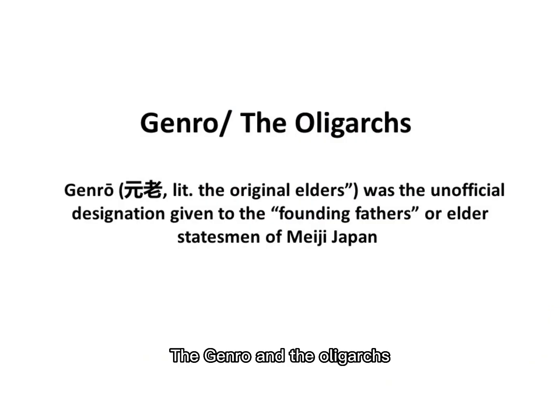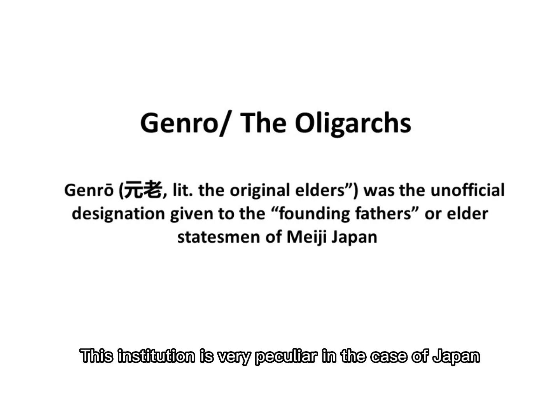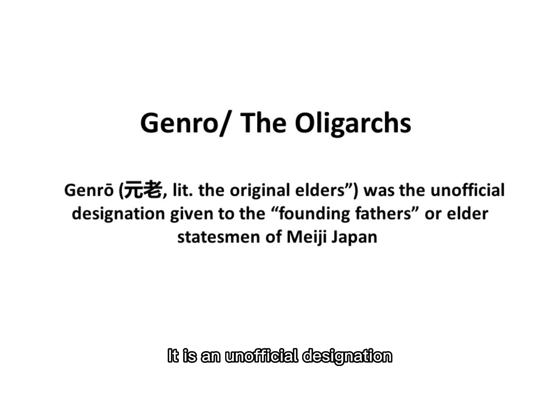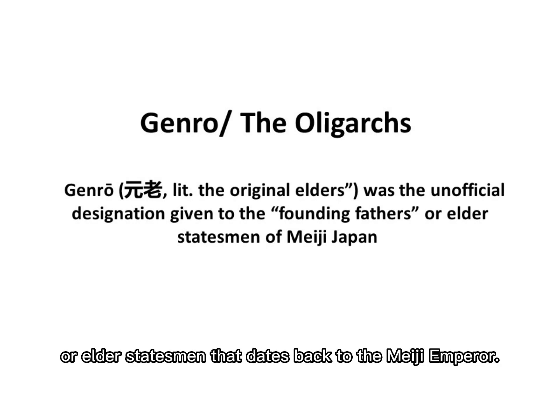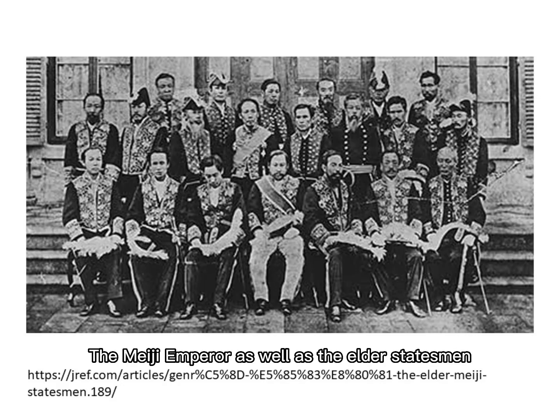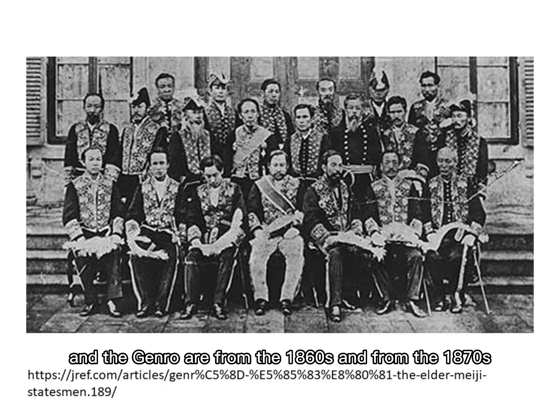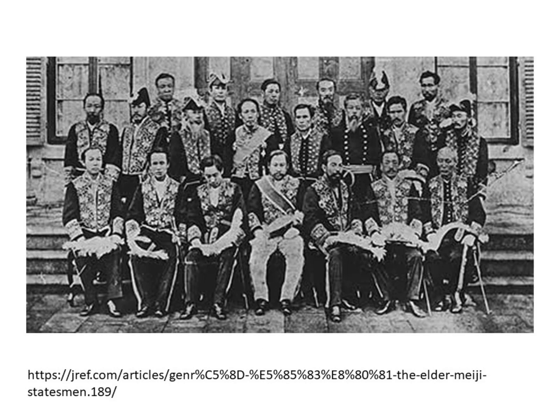The genro and the oligarchs. This institution is very peculiar in the case of Japan, because the genro is a Japanese institution. It is an unofficial designation. It is made up of the founding fathers or elder statesmen that date back to the Meiji Emperor. The Meiji Emperor, as well as the elder statesmen and the genro, are from the 1860s and the 1870s.